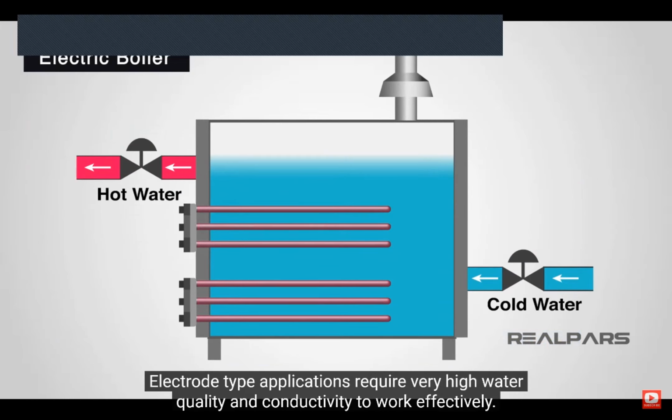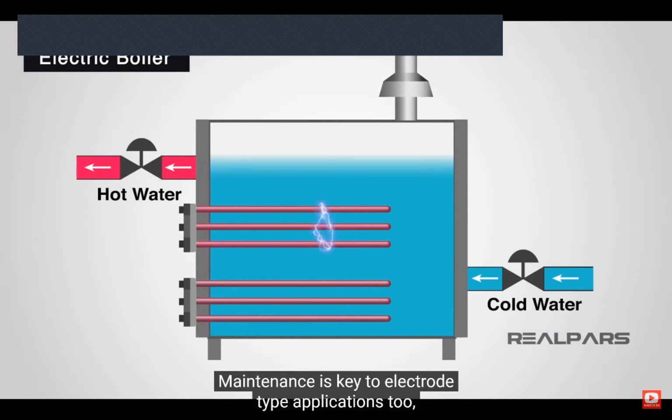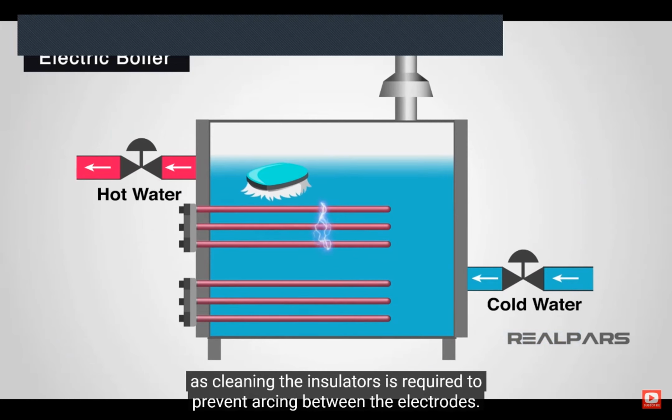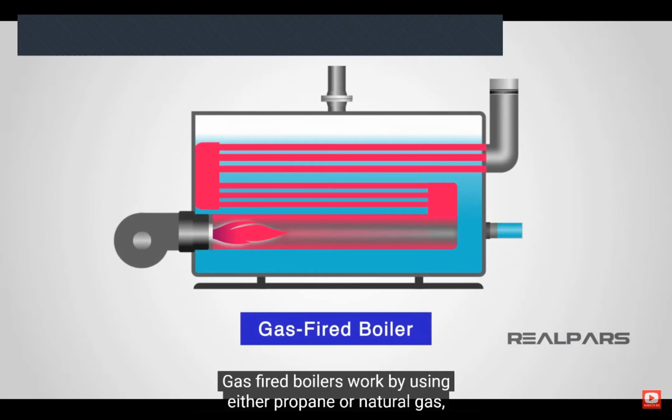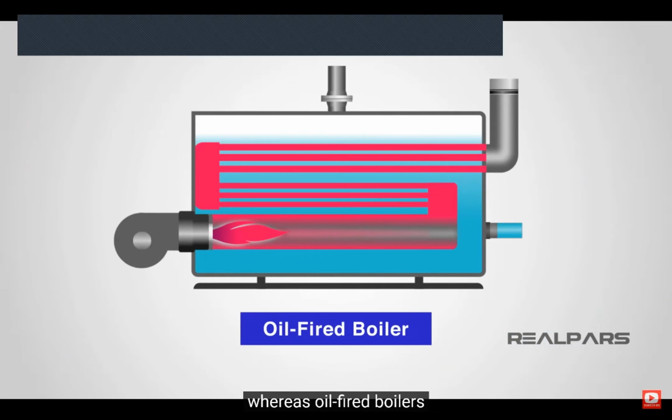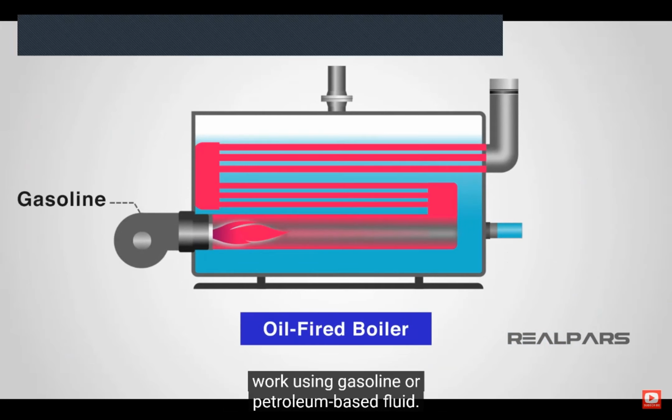Electrode-type applications require very high water quality and conductivity to work effectively. Maintenance is key to electrode-type applications too, as cleaning the insulators is required to prevent arcing between the electrodes. Gas-fired boilers work by using either propane or natural gas, whereas oil-fired boilers work using gasoline or petroleum-based fluid.